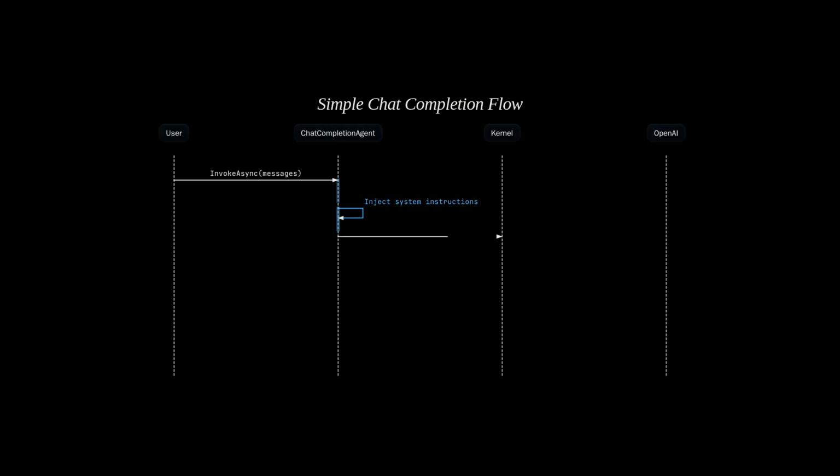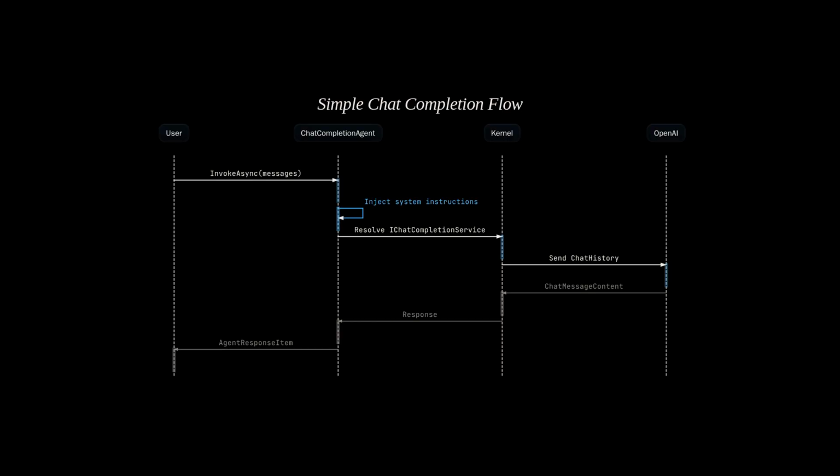Here's how a simple chat completion works. The user calls invokeAsync on a chat completion agent, which assembles the chat history, injects system instructions, and asks the kernel to resolve the right chat completion service. The kernel dispatches the request to OpenAI or Azure or Anthropic, whichever you configured. OpenAI returns a chat message content which flows back through the kernel and agent, and the user gets a clean agent response item. The agent hides all the plumbing.